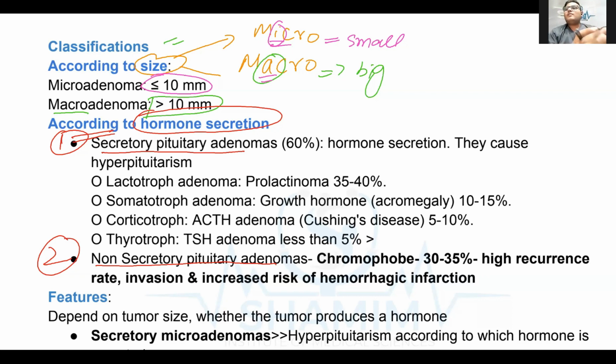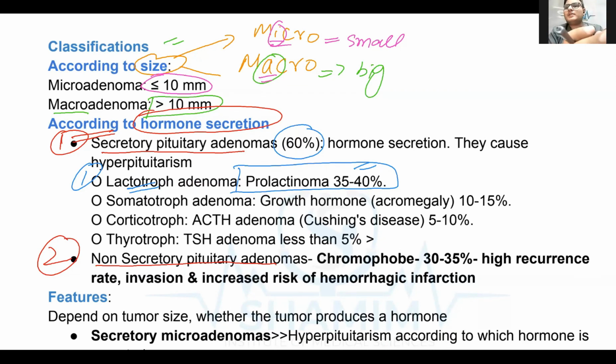In secretory, we have a further division. Why? Because there are different types of cells. We know that there are lactotrophs, somatotrophs, corticotrophs, and thyrotrophs. Secretory adenoma, which is secreting the hormone, accounts for 60% of the cases. In secretory pituitary adenoma, the most common, and a very important MCQ, is prolactin, which is 35 to 40% of the cases. It is released from lactotroph cells. It is lactotroph adenoma.